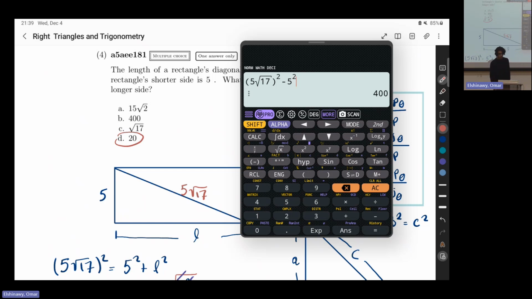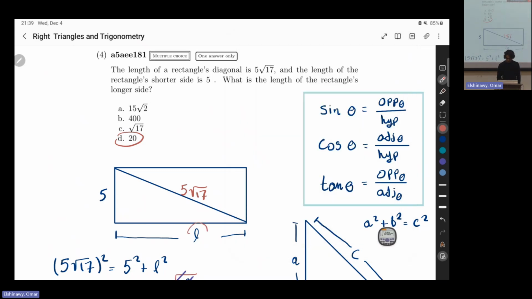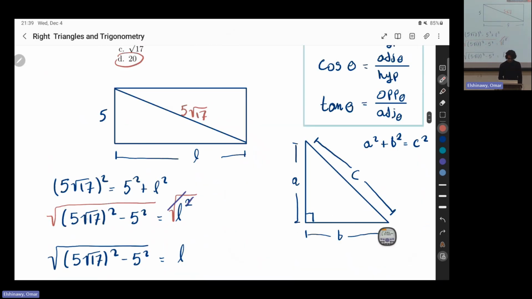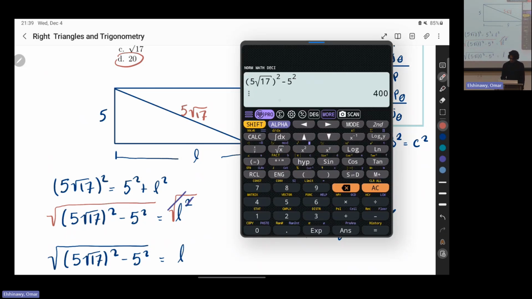So this is very important. It's not 400. 400 gives you the square of the side. 400 is this value without the square root. So this is precisely what I wrote here. But if I take the square root, 400 is the value for L squared. I'll just take a power of half.